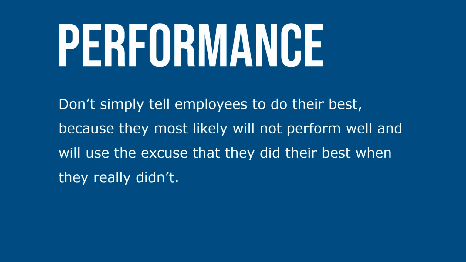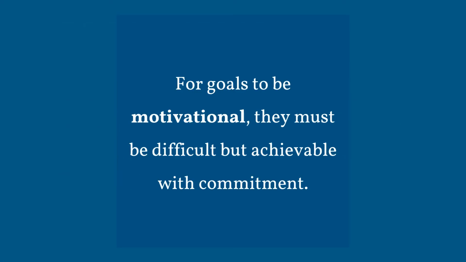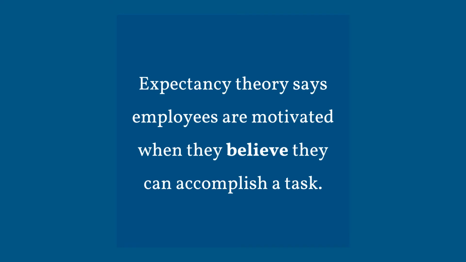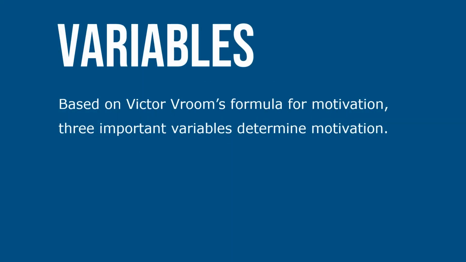Don't simply tell employees to do their best because they most likely will not perform well and will use the excuse that they did not do their best when they really didn't. For goals to be motivational, they must be difficult but achievable with commitment. Expectancy theory says employees are motivated when they believe they can accomplish a task. Based on Victor Vroom's formula for motivation, 3 important variables determine motivation.